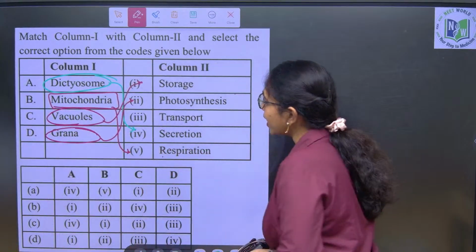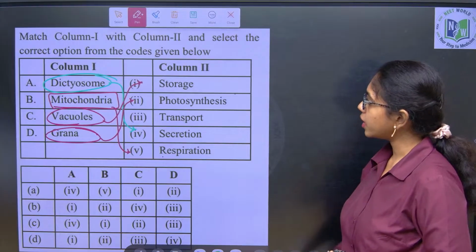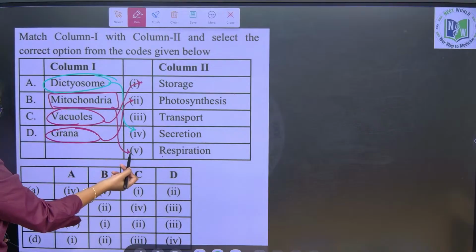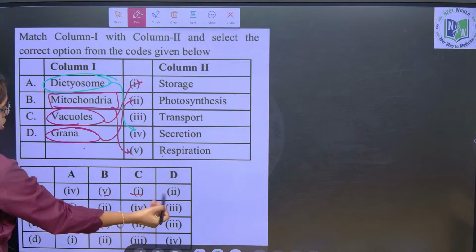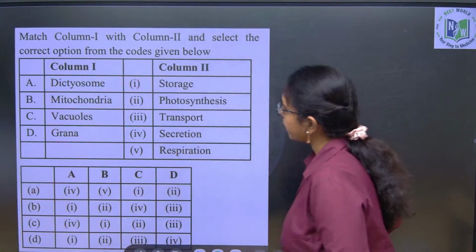So now what will be the correct answer? Just type and tell me. What is the correct answer here? A is 4, B will be 5, C is 1 and D is 2. Option A will be the correct answer. Very good.